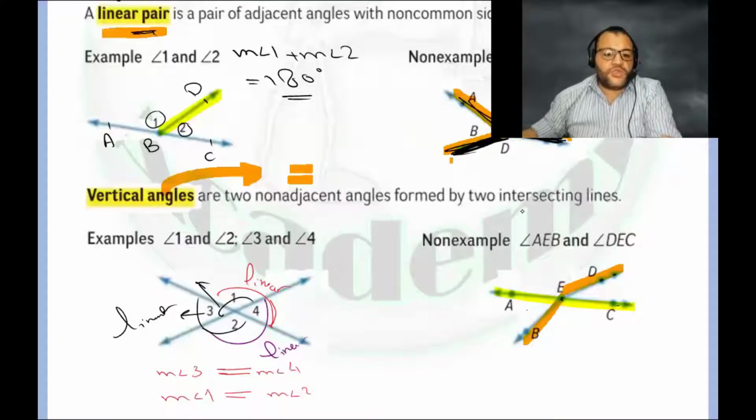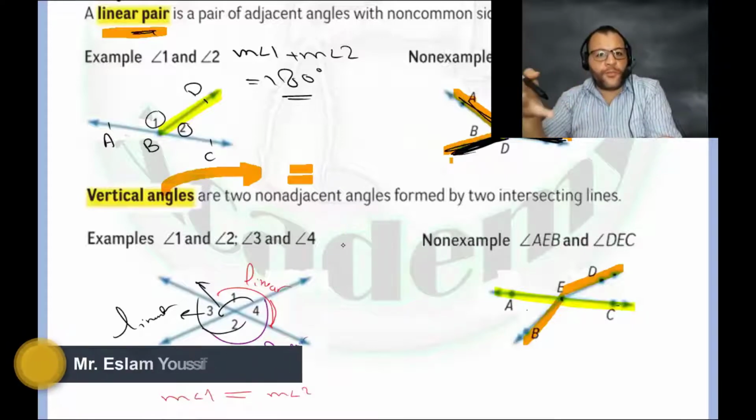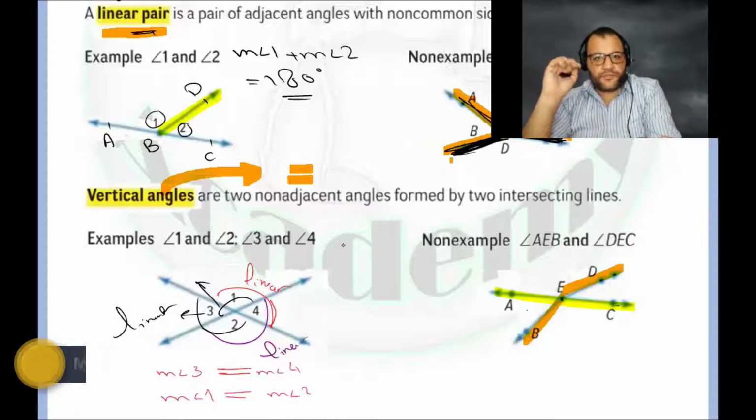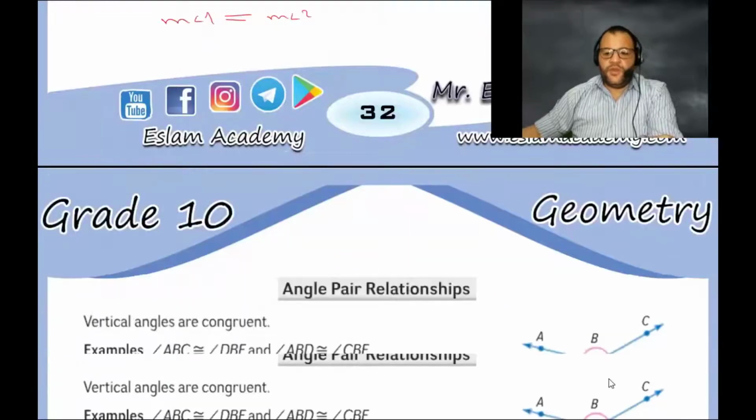To say vertical opposite angles, or vertical angles: if two lines intersect at one point, then we will find that we have four pairs of linear pair angles and two pairs of vertical opposite angles. You got the idea for the vertical angles now? Yes. Okay.